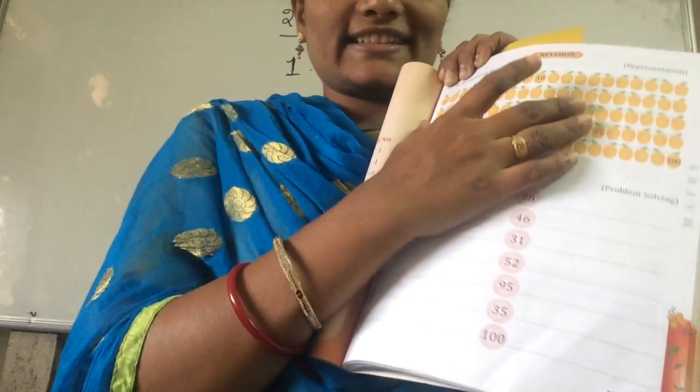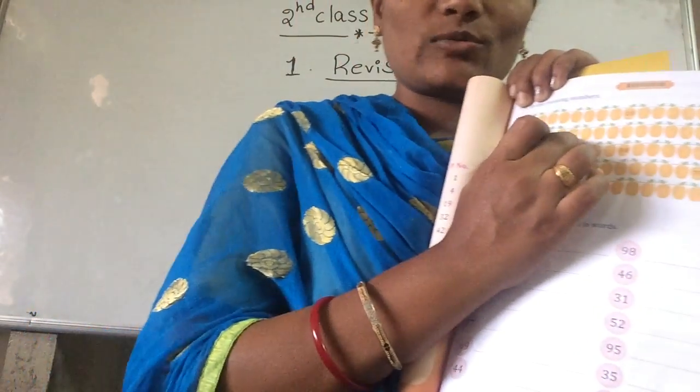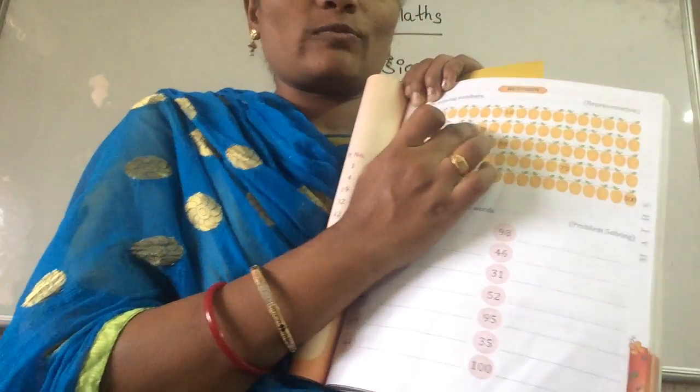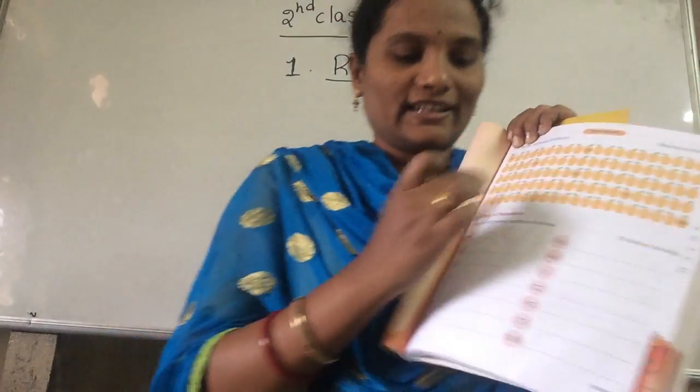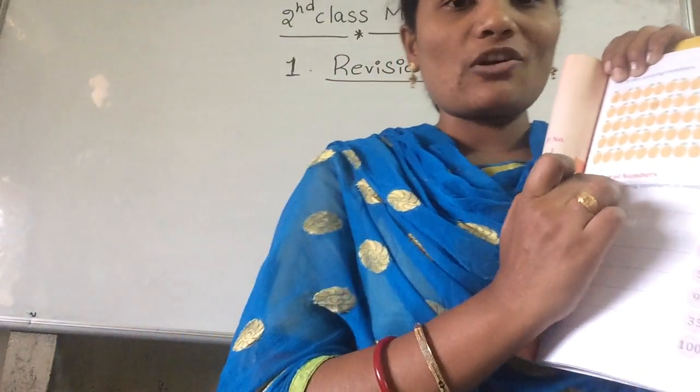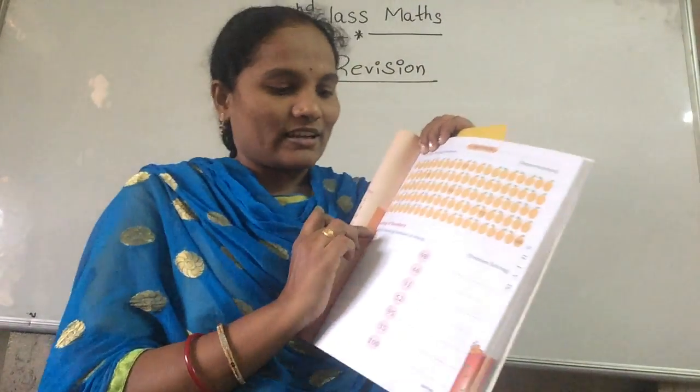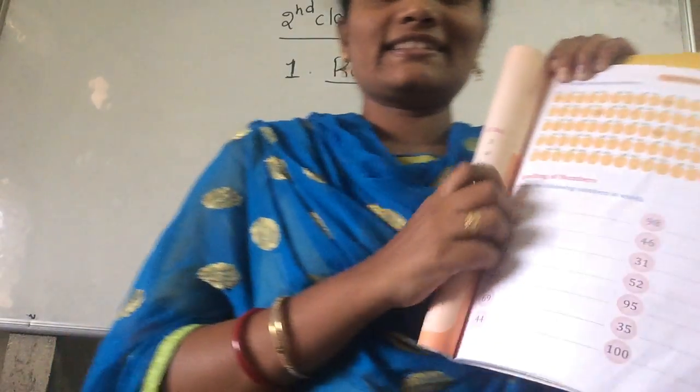Now next, this is your homework in your test book. Do it in your test book and post it in the WhatsApp group. Let's see the next one, spelling of numbers. I already said in the previous class. I will explain again.